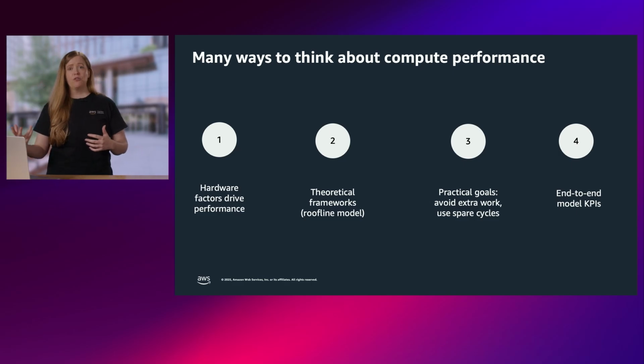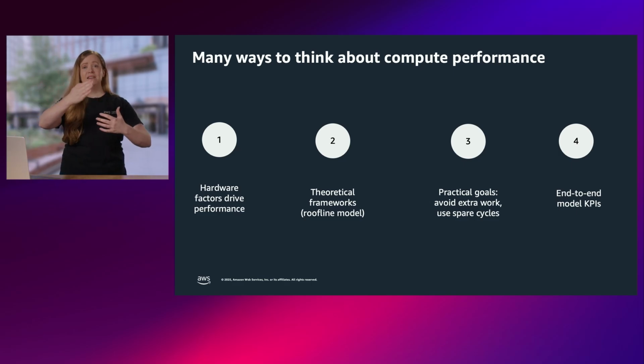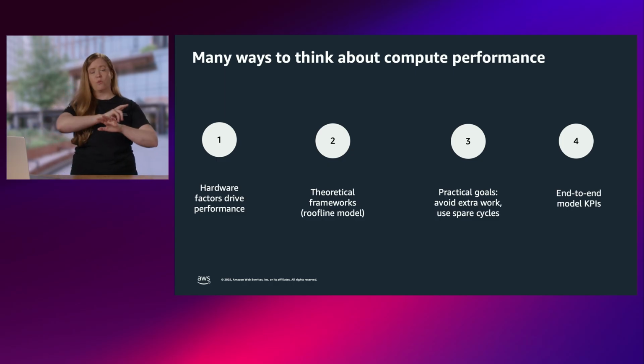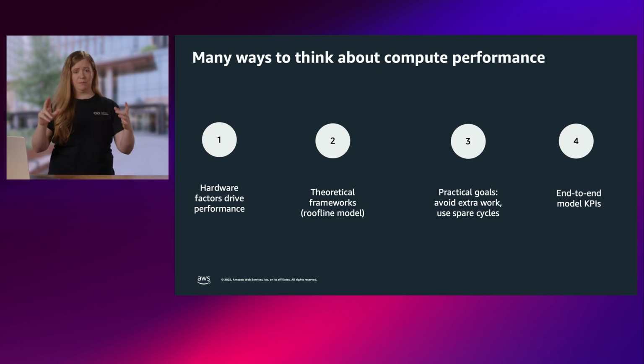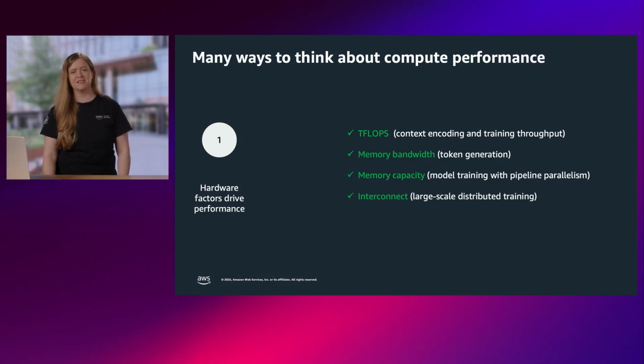And then the fourth way to think about compute performance is end-to-end model KPIs. Once we have your entire model constructed and brought up on Trainium, we want to look at the end-to-end KPIs, or key performance indicators, of that model. Things like time to first token, things like tokens per second, etc., that you can use to understand how well your overall model is behaving on the hardware. So let's break these down step by step.